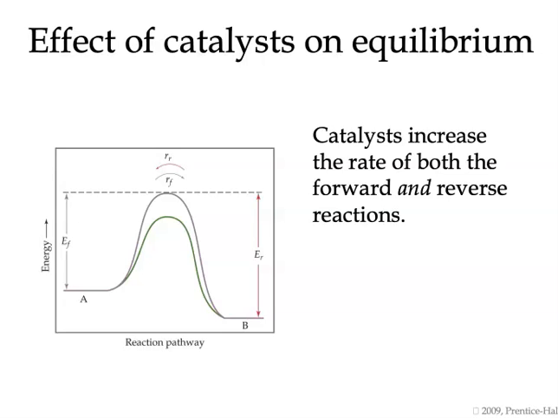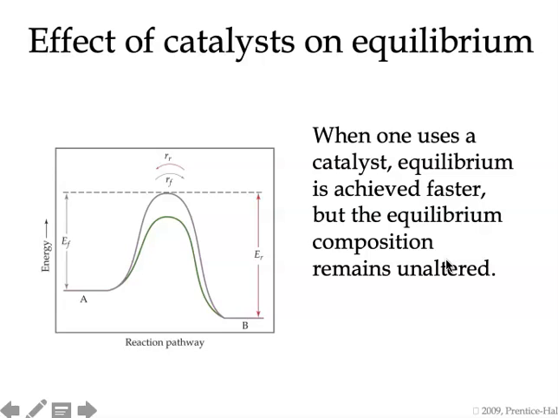Just real briefly, we haven't talked about kinetics, and we probably won't. You should be thankful for that, by the way. But it turns out that a catalyst really doesn't affect equilibrium. It just has equilibrium establish itself more quickly, and that has to do with the idea that the rate of both the forward and the reverse reactions are going to be equivalently made faster. And so that's just something that I'd recognize.